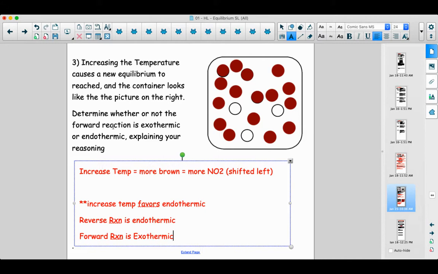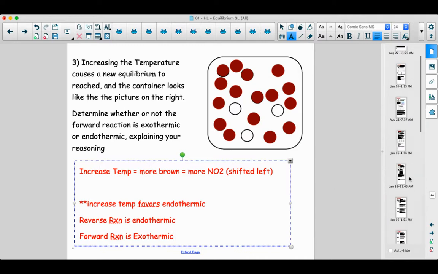So this question wanted to know, is the forward reaction, or just the reaction in general, exo or endothermic? So I'd say the forward reaction is exothermic. That'd probably be a mark. How do I know that? Because when the temperature was increased, it shifted left, which implies the left process or the reverse process is endothermic. Therefore, the forward reaction must be exothermic.